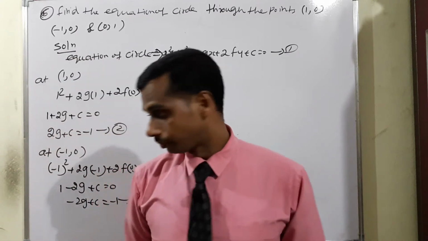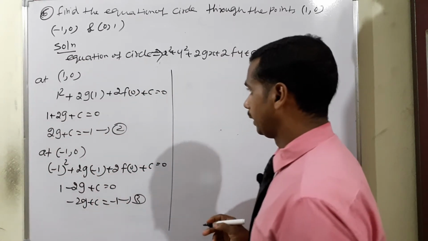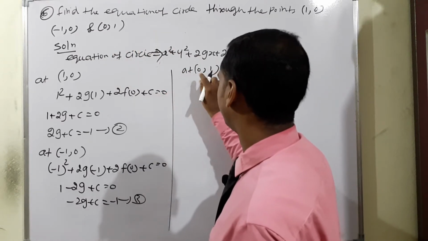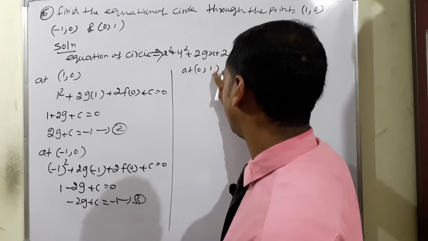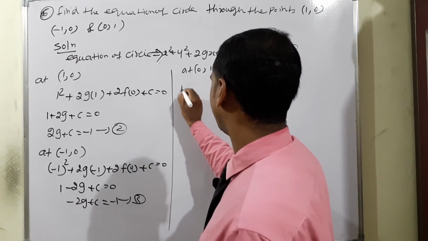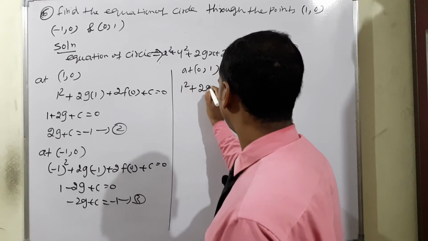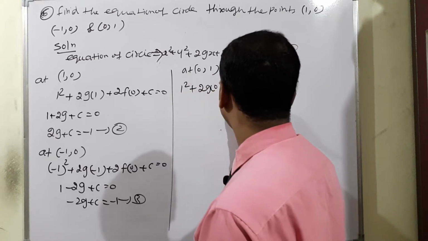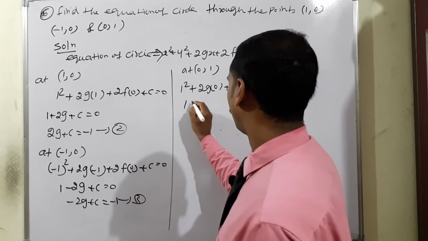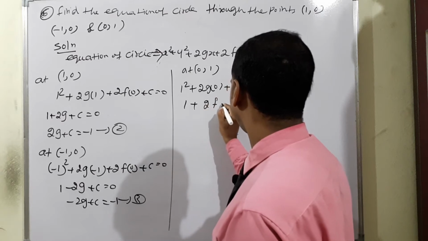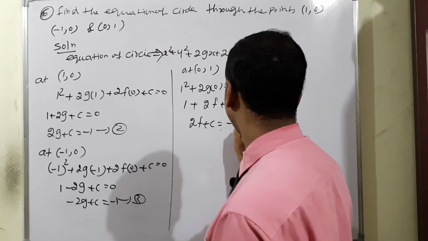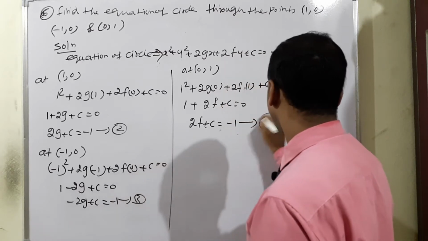So, now next condition at 0 comma 1. At 0 comma 1 instead of x we can apply 0, y means value will be 1. So, what will happen? 0 x square, 0 square means value will be 0, then 1 square plus 2g into 0 plus 2f into positive 1 plus c is equal to 0. Therefore, 1 plus 2f plus c is equal to 0. Therefore, 2f plus c is equal to minus 1. This is considered for equation number 4.